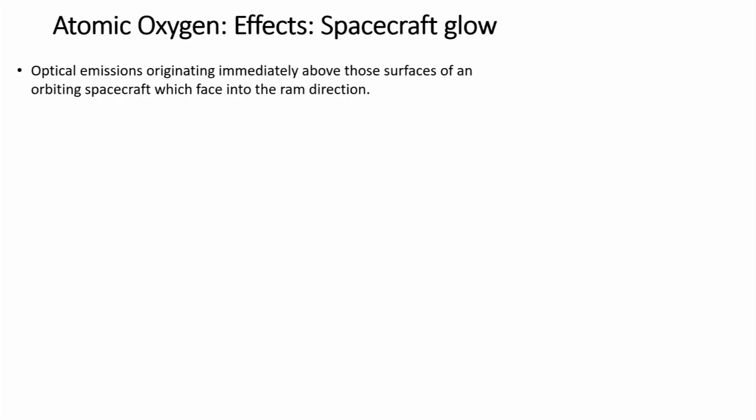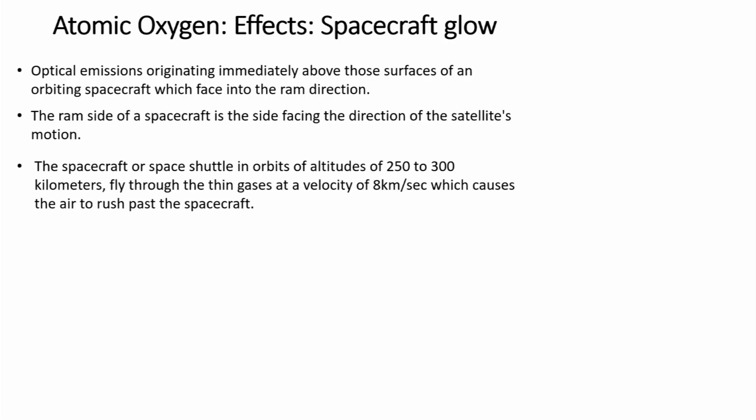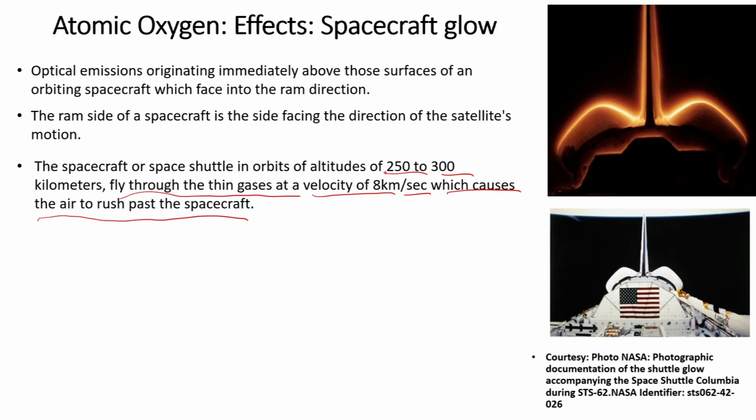Because of sputtering and the high energy, there is sputtering in the form of gas, which originates immediately above the surfaces that face the ram direction. Ram direction means the direction in which the vehicle is moving. The spacecraft or space shuttle in orbit at an altitude of 250 to 300 kilometers flies through thin gases at a velocity of 8 kilometers per second, which causes air to rush past the spacecraft.